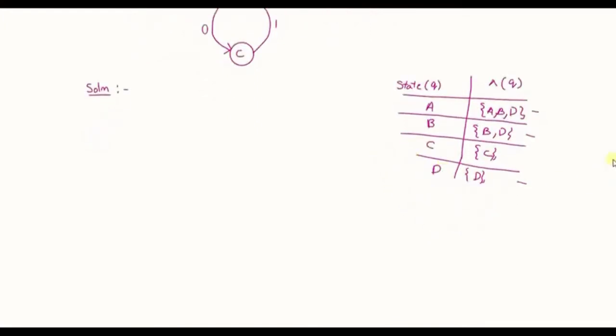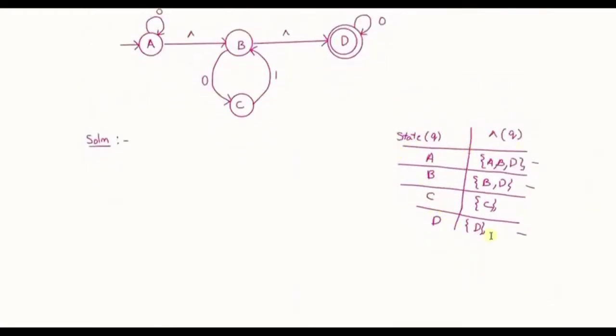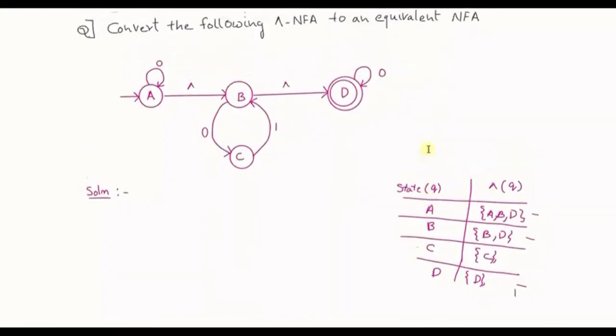So let's continue. Once you find out E-closure of each state, next you need to find out the transition of each state on reading 0 and on reading 1. Why? Because the input alphabet which is given over here is 0, 1.